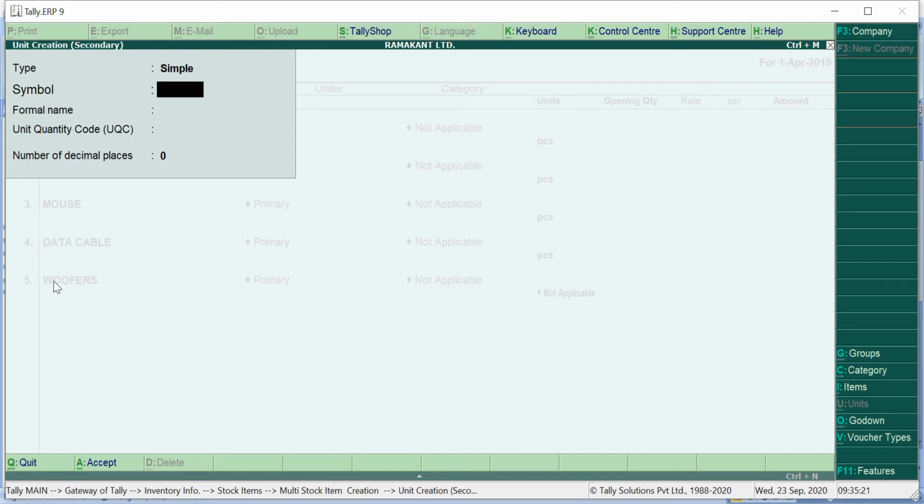So the new mini window will open on left hand side corner.